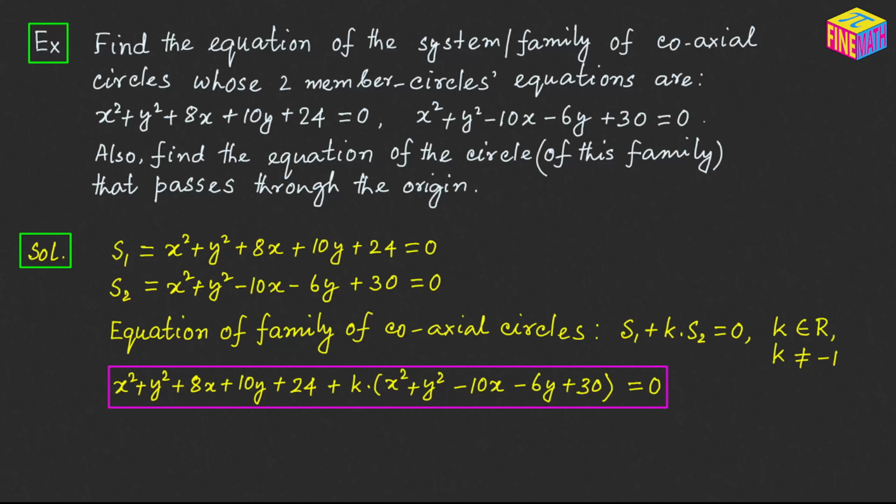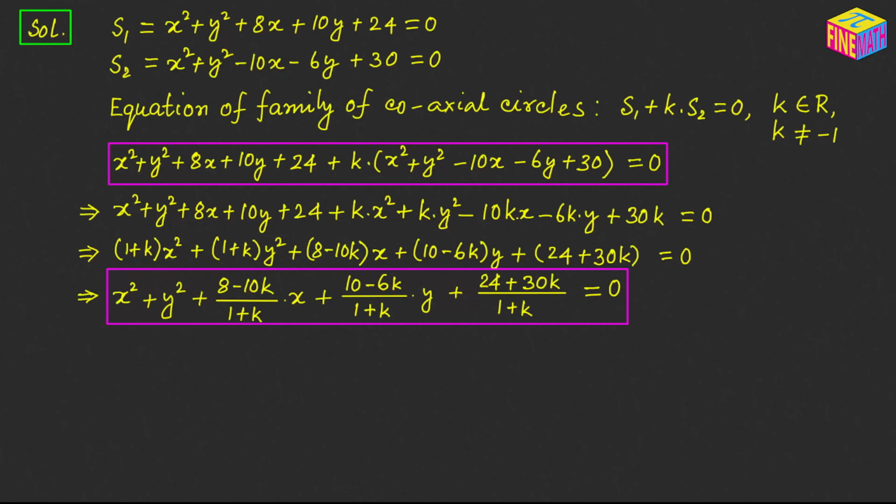Also, it can be written in another form. I have written the steps. You can easily see it. All I have done is I have removed the parenthesis, and then I have tried to make the coefficient of the x squared term and the y squared term as 1. So those are the two different forms of the general equation of this family of coaxial circles. So that is the answer to the first question.